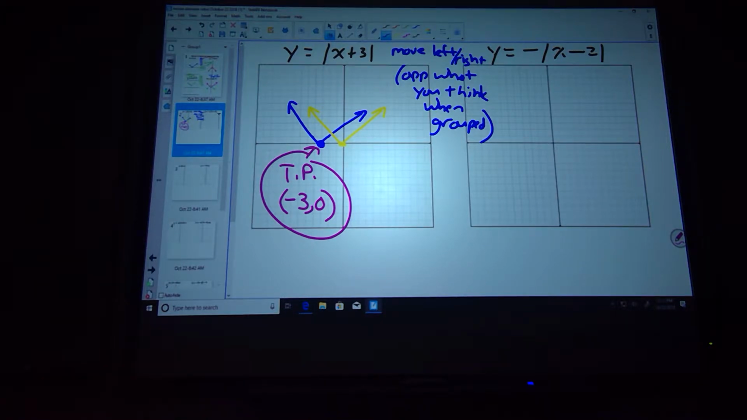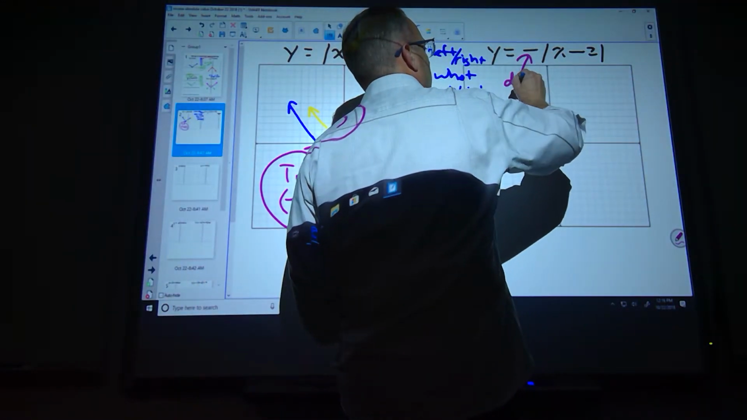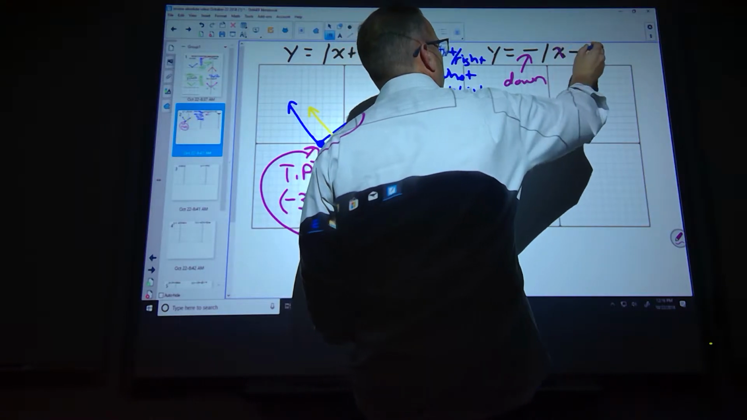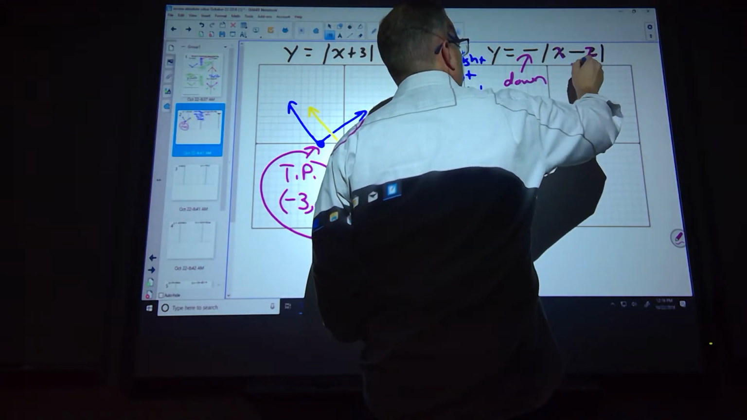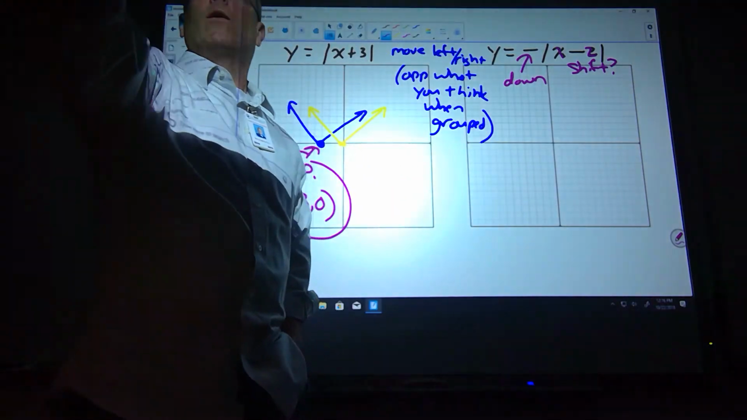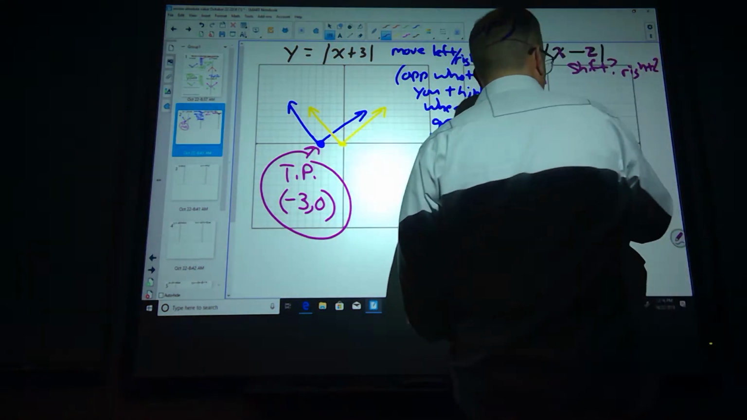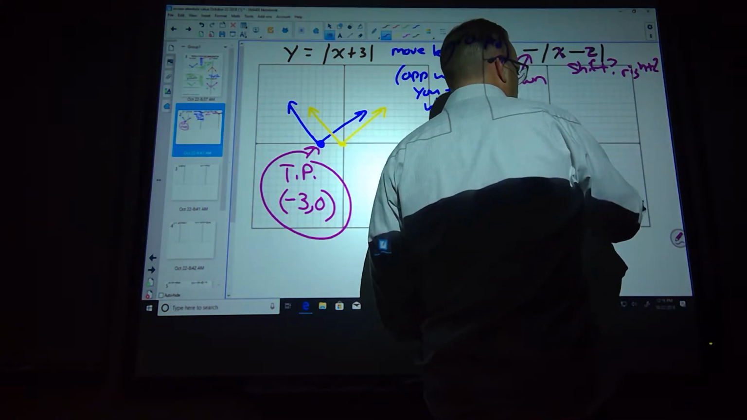So look at the one that is y equals negative. The negative out front is going to do what to the absolute value? Is it still going to open up? Or is it open down? Open down. Okay, so this is going to go down. And that's x minus 2. Which way is this going to shift? Right. How many? Right 2. Okay, so my turning point is going to go right here. And it's going to open down.